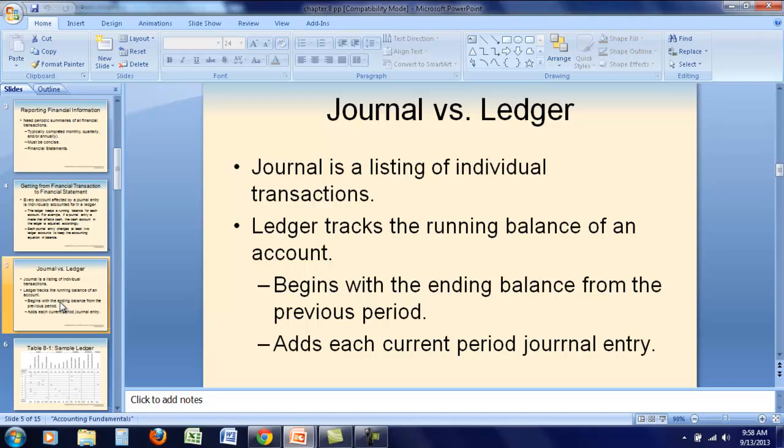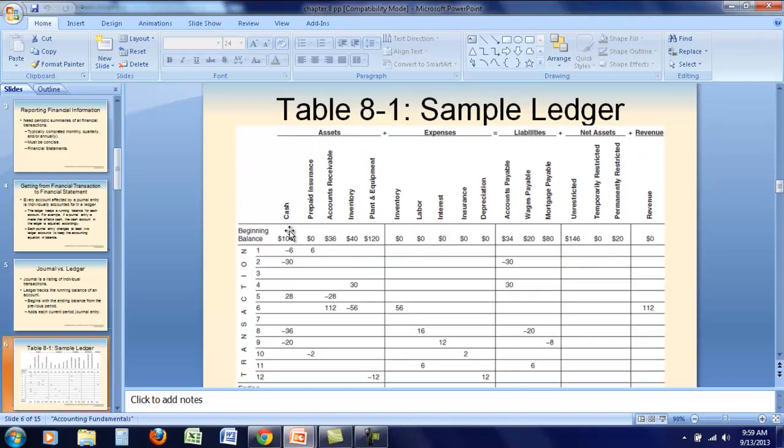Here's an example of a sample ledger, and it can certainly look like this. Once again, it has the accounting equation at the top. It's a little different, but don't be surprised by this. When we do a ledger, you don't have to do it this way. It's just a way to track it, and it's an example of how they use it.